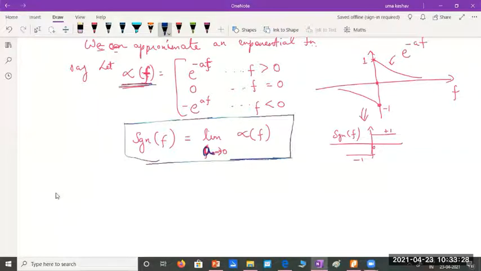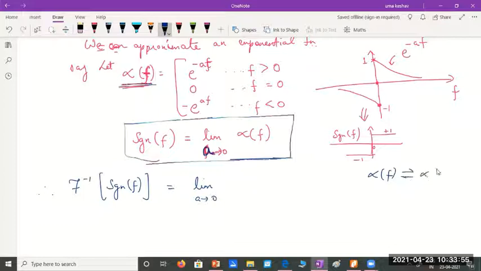Now our job becomes a little simpler. Now I have to find what? I have to find the inverse frequency transform of the signum function. Therefore, the inverse frequency transform of the signum function I can write as limit a tending to 0 of the inverse frequency transform of alpha of f. Alpha of f and alpha of t can be Fourier transform pairs. So I'll say it should represent what?